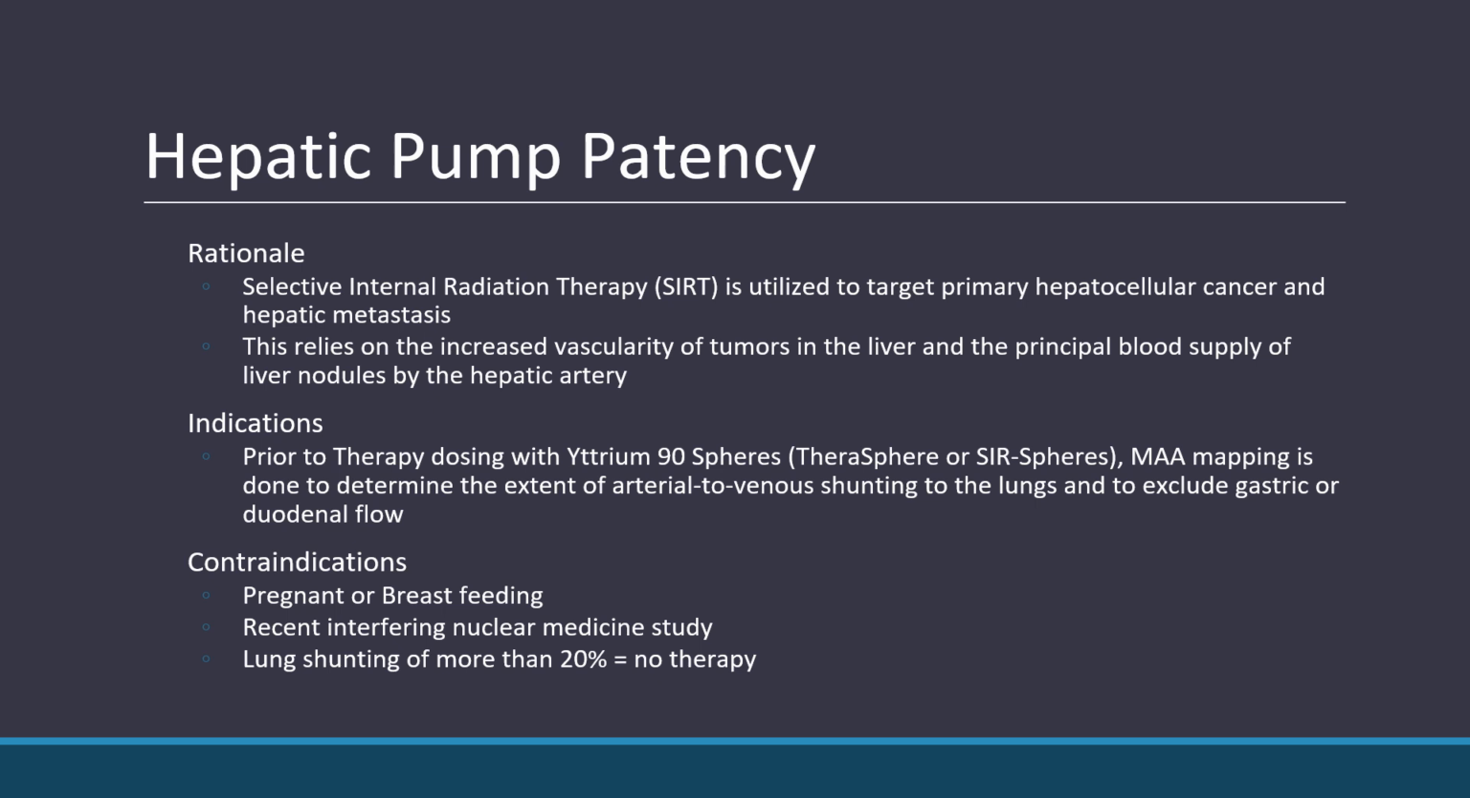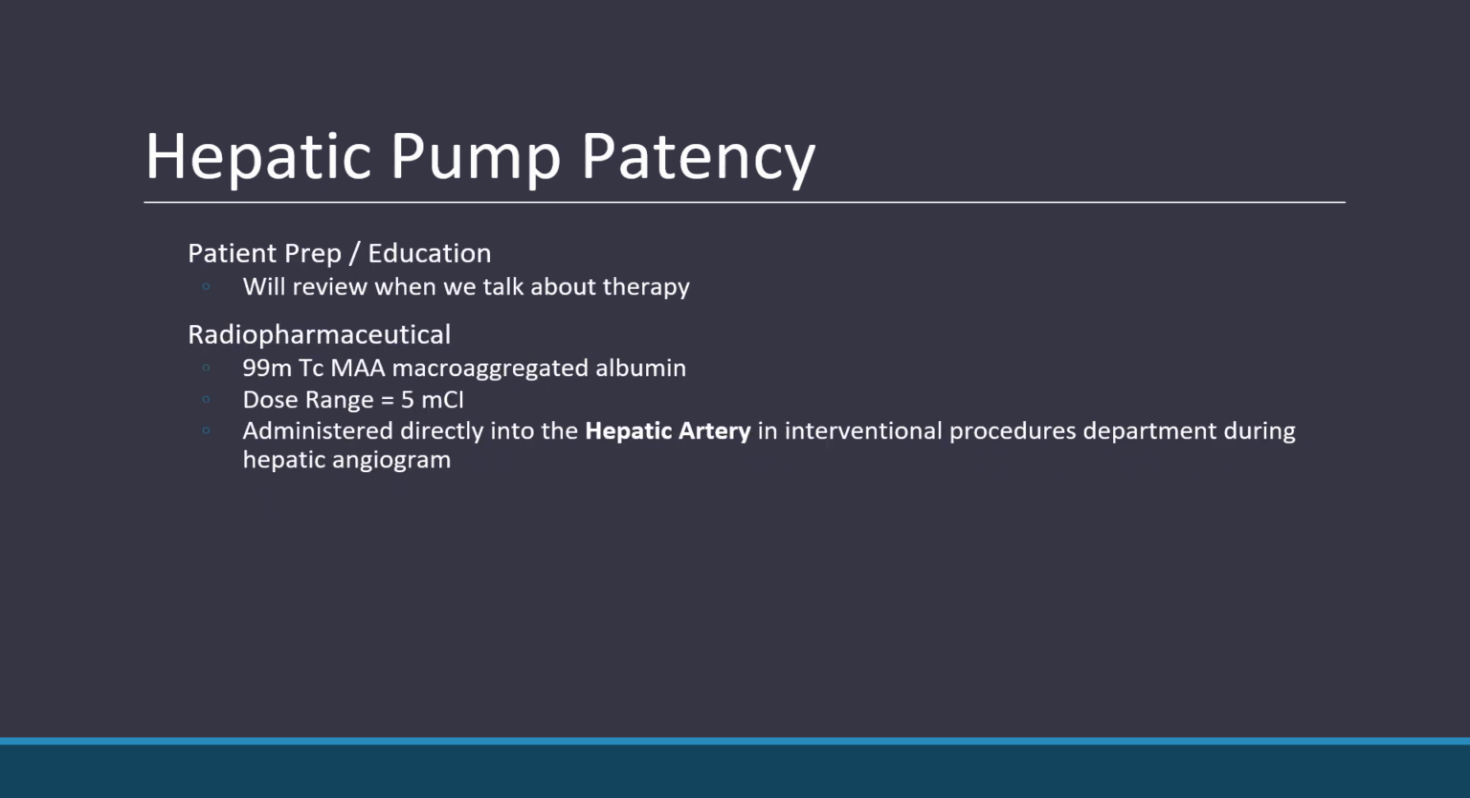So contraindications would be pregnancy or breastfeeding, any recent interfering nuclear medicine study, and then shunting of more than 20% typically means the patient cannot have their therapy. With the patient education, you'll review their history with the doctor when they talk about the therapy, and they'll plan the study. The radiopharmaceutical is Tc-99m MAA, macroaggregated albumin. That's the same MAA that we use for lung scans, and the dose is about 5 millicuries.